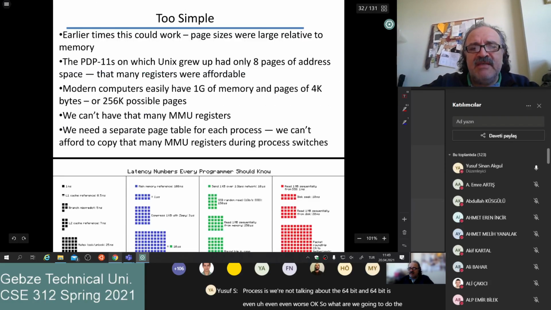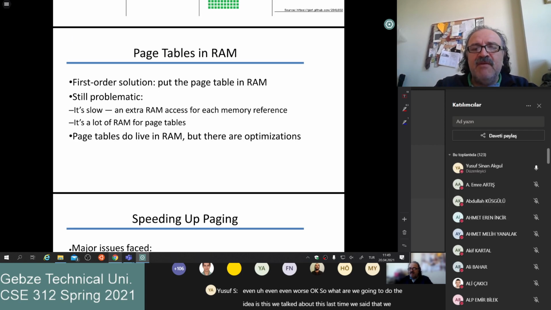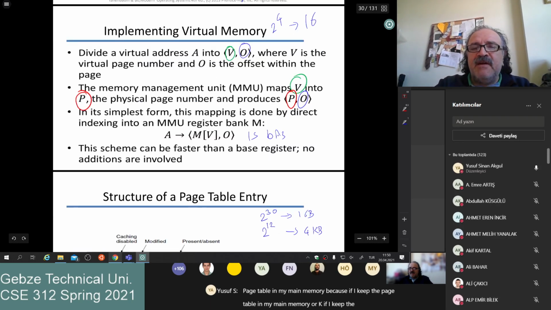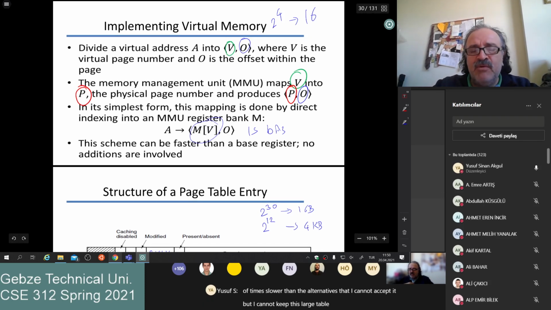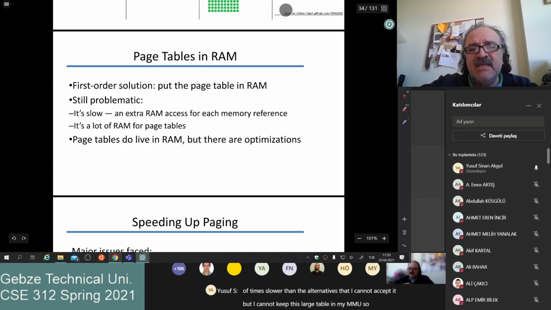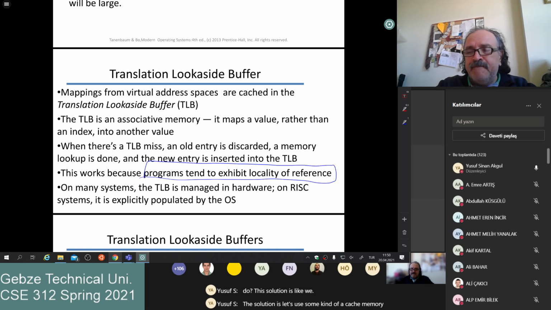The idea is this. We talked about this last time. We said that we need to be quick. Whenever we do a virtual memory reference, this address translation should be quick. That's why I cannot keep this page table in my main memory, because to produce a physical address, I have to go to main memory and make this lookup. That lookup is expensive. I cannot do that. It's going to make my whole computer system hundreds of times slower than the alternatives. I cannot accept that. But I cannot keep this large table in my MMU. So the solution, like we talked, is to use some kind of a cache memory for the page table.